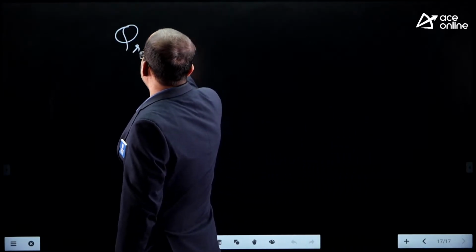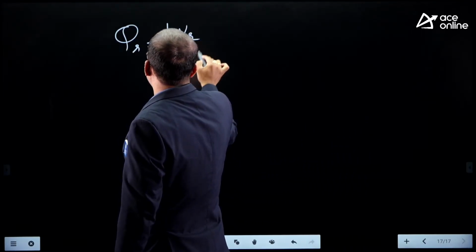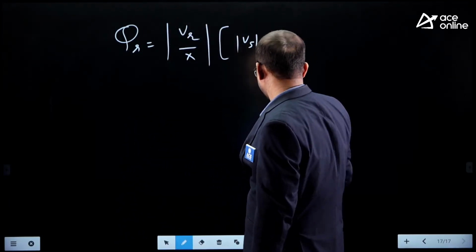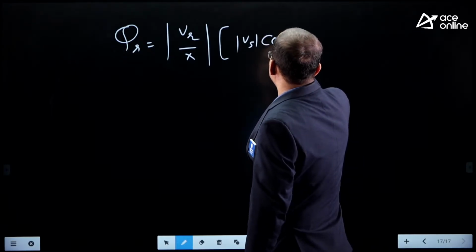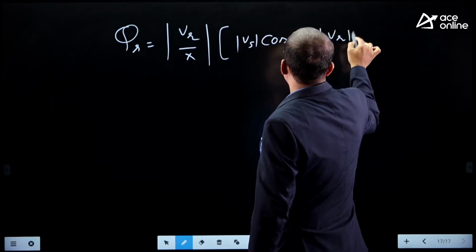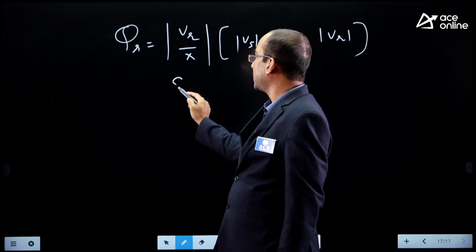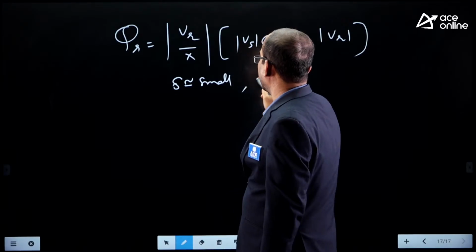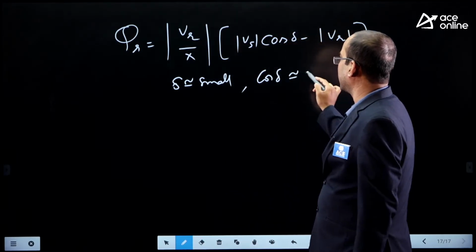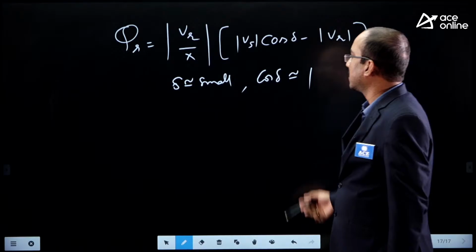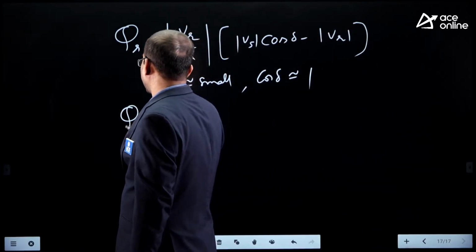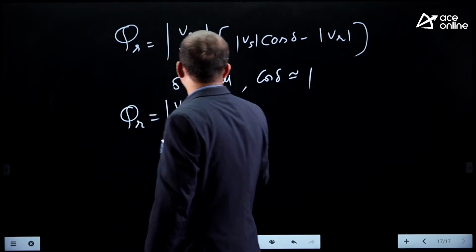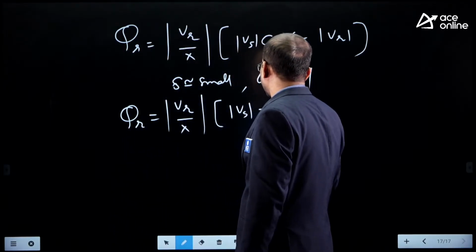And what about the reactive power equation that we got? QR is VR by X times (Vs cos delta minus VR). So if delta is small, cos delta can be equated to what? 1. So if delta is very small, cos delta can be equated to 1, and QR is VR by X times (Vs minus VR).